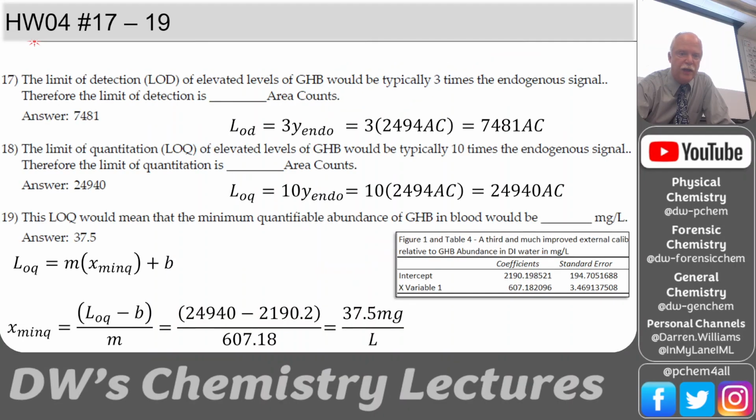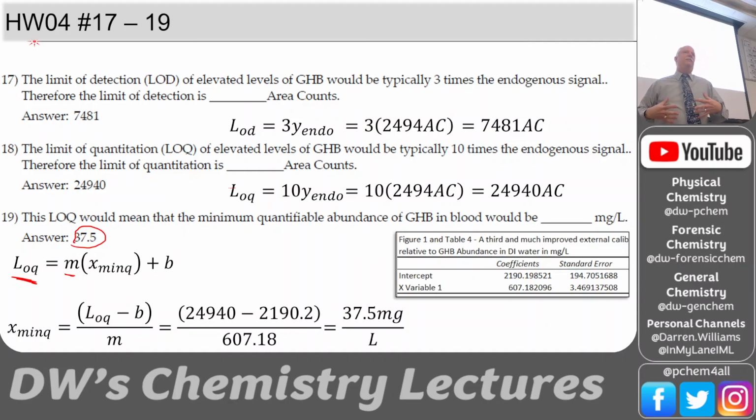Okay, yes. So we first had to calculate the limit of quantitation in terms of milligrams per liter. This was number 19. We calculated this value of 37.5. We had 10 times the minimum quantitative signal as our limit of quantitation in terms of the y-axis. We had to convert that over to the x-axis. So that's what this limit of quantitation would be in milligrams per liter.